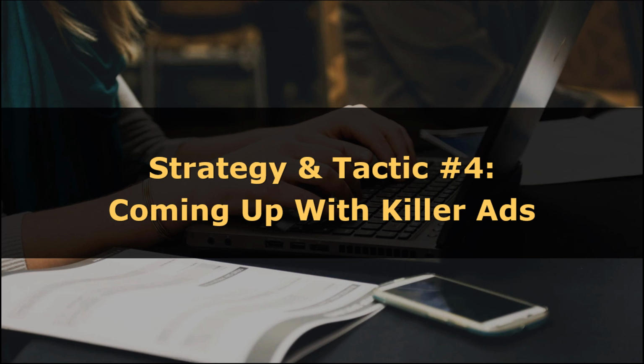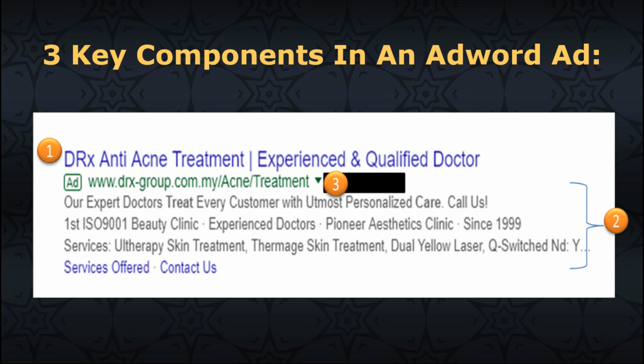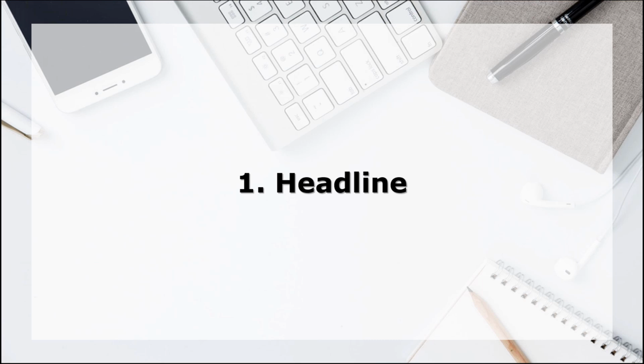Well, you would need to master the art of composing killer ads. There are 3 key components to your AdWords campaign. 1. Headline. 2. Description line, 1 and 2. 3. Display URL. Let's look into the specifics of these components. First, let's look at the headline. The headline should be your main focus, as it's what your prospects will be looking at first. Moreover, AdWords only allows a maximum of 30 characters per headline, so you'll have to make every character count.